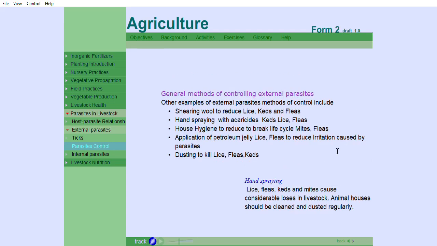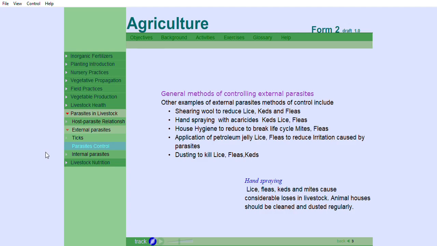Other examples of external parasites and methods of control include shearing to control lice, keds, and fleas, hand spraying with acaricides to control keds, lice, and fleas, house hygiene, maintaining livestock shed hygiene to control mites and fleas, application of petroleum jelly to control lice and fleas, and dusting to control lice, fleas, and keds.